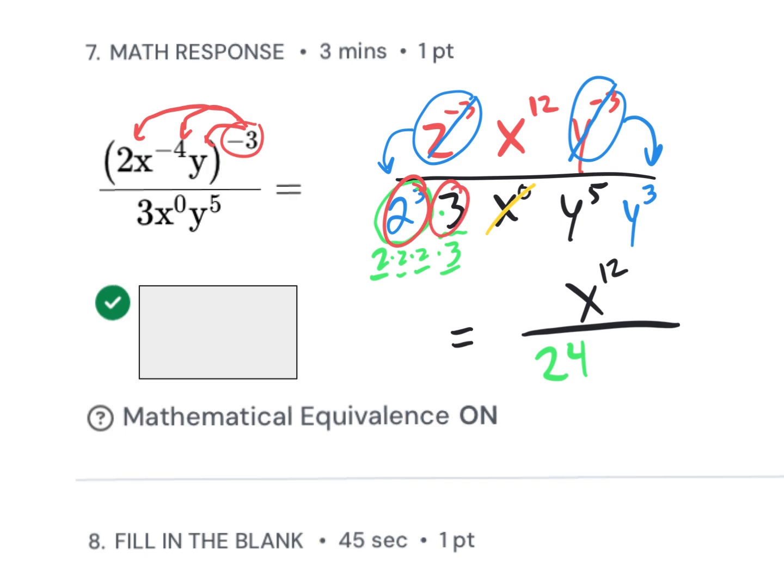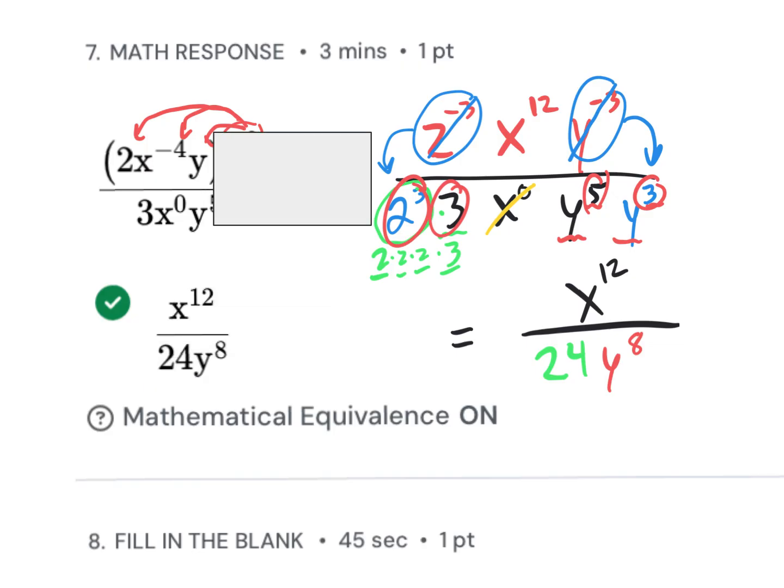And then we're also going to use rule 1, that when you have y to the 5th times y to the 3rd, add the 5 and the 3, you get y to the 8th. And ladies and gentlemen, there's nothing else to do. That's why the answer is exactly that, x to the 12th over 24, y to the 8th.